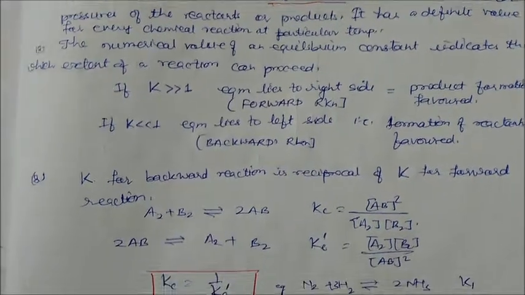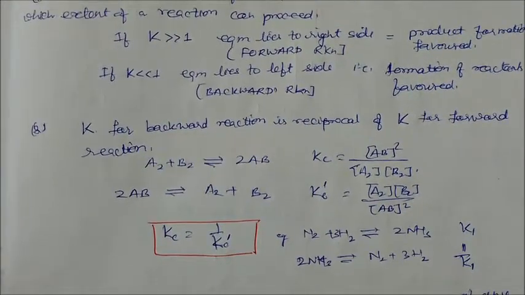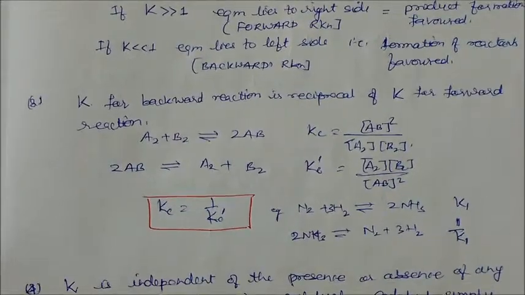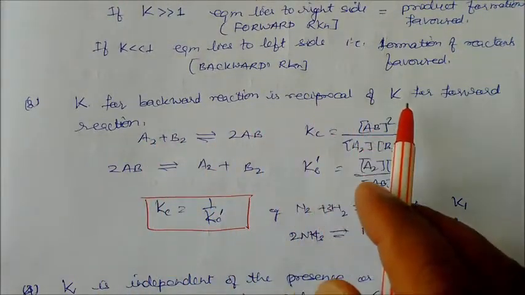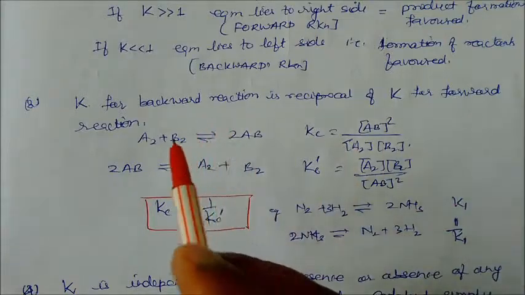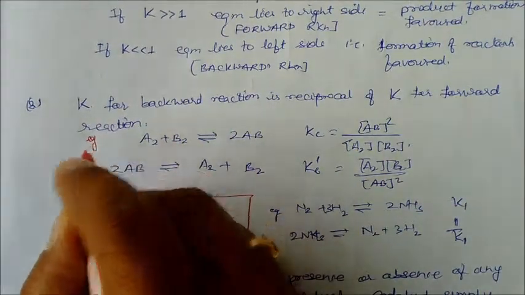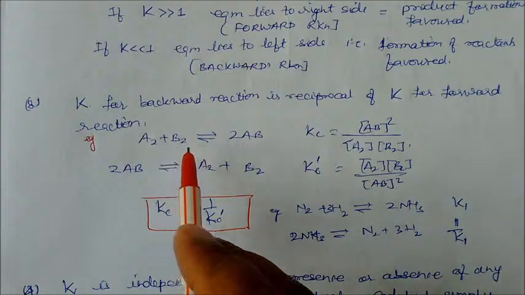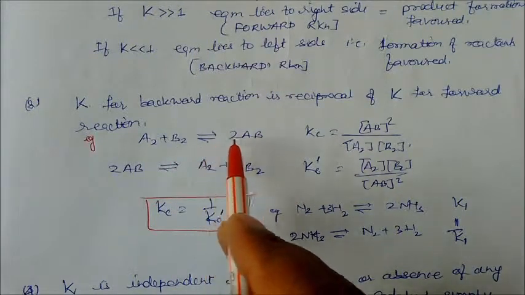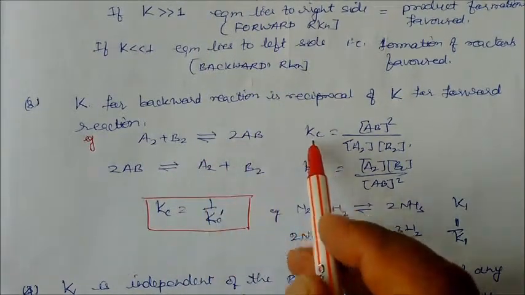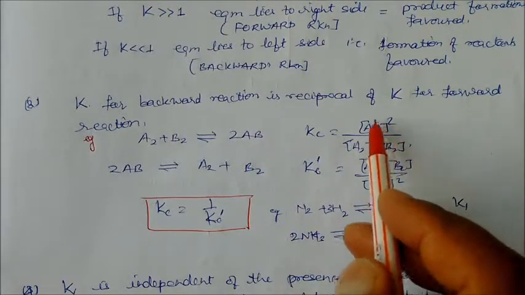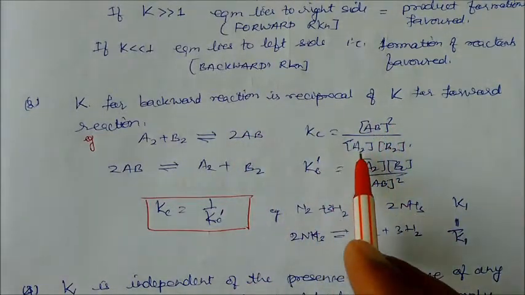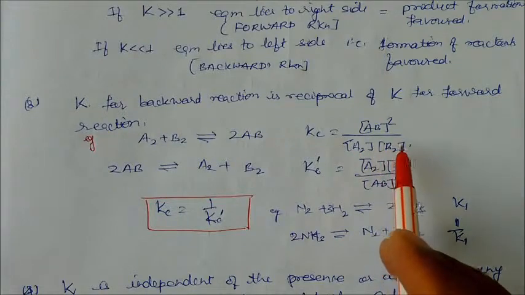Now, the third point: K for the backward reaction is the reciprocal of K for the forward reaction. Let us see this from examples. Suppose this is a hypothetical example: A2 plus B2 is undergoing a reversible reaction to give 2AB. So Kc will be equal to, by using the law of chemical equilibrium, the concentration of AB whole squared divided by the concentration of A2 times the concentration of B2.